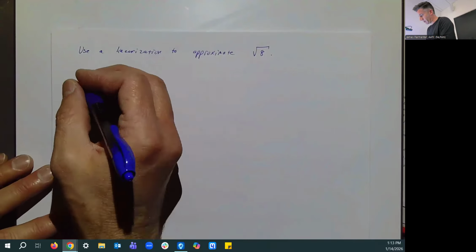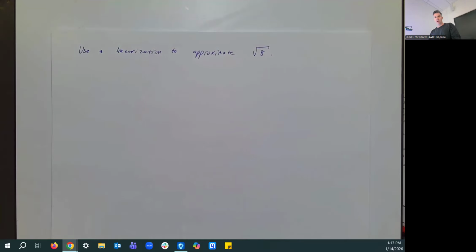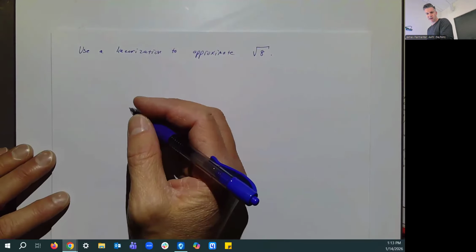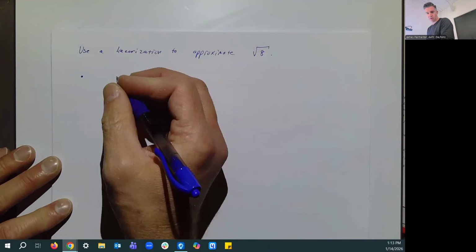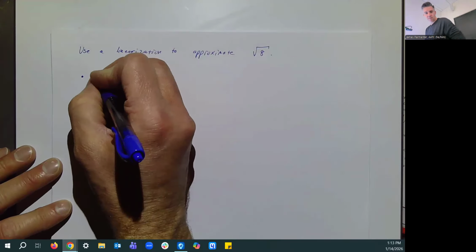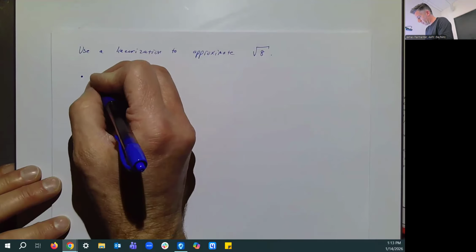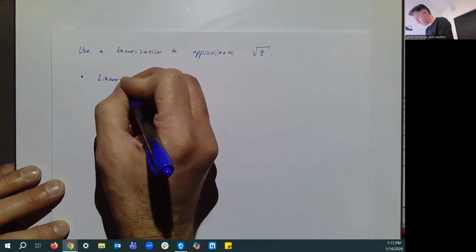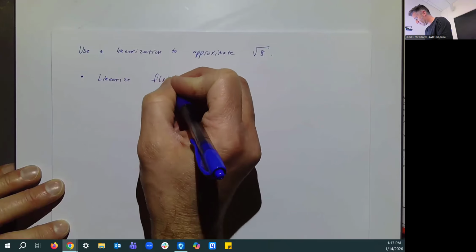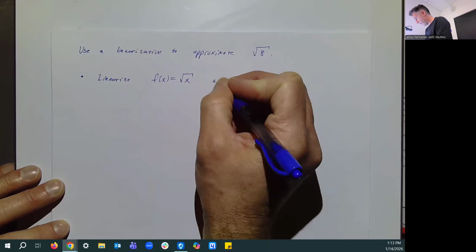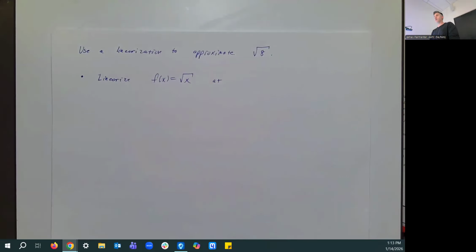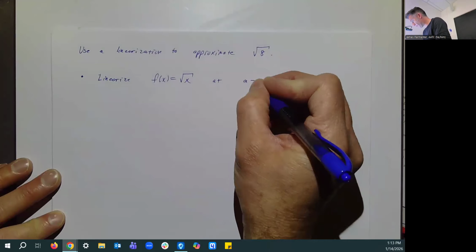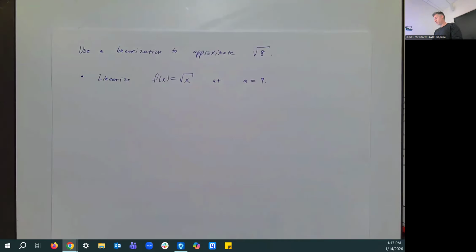So first we're going to find the linearization. In fact, actually, before I get going here, I should draw some stuff. Let me write some words. So yeah, we're going to linearize the function f of x equal to the square root of x at the nearest good value, meaning the nearest value that's easy to substitute into that function, which is going to be 9. And then we'll use it to approximate the square root of 8.